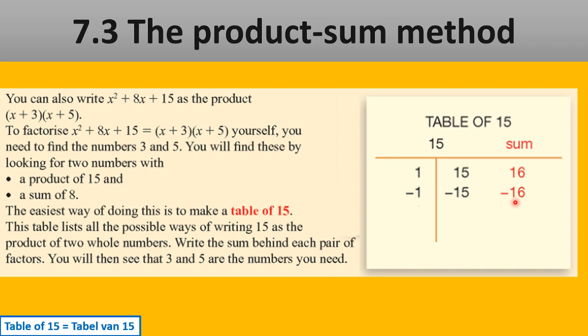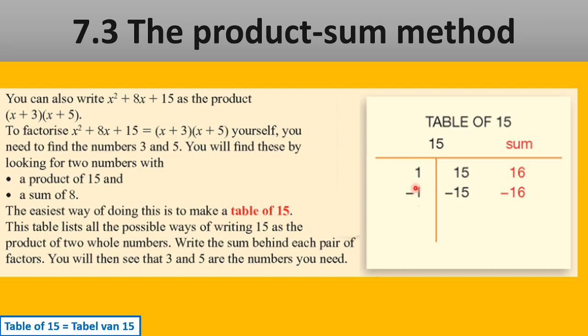Well, why do we do it like this? I want to find the numbers here which multiply to 15 and of which the sum is going to be the number right here, 8. Here I find the sum of 16 and minus 16, so I'm not done. I have to find different numbers.